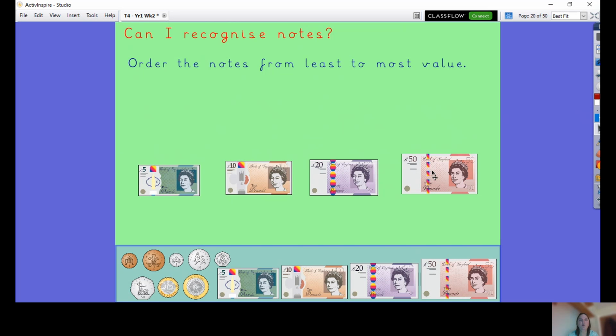And then those are the only notes that we have. Okay, when we think about money, we think about a £5 note, £10 note, a £20 note, or a £50 note.